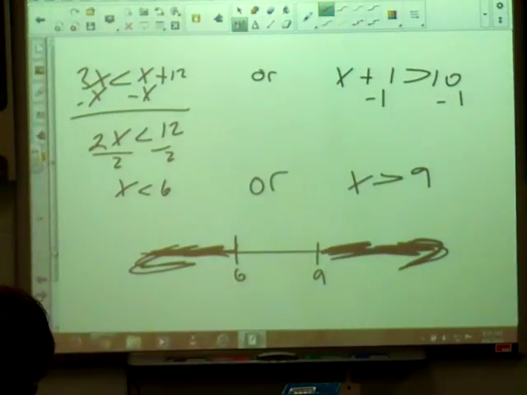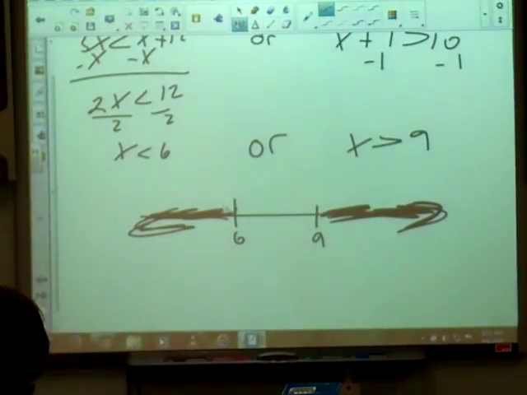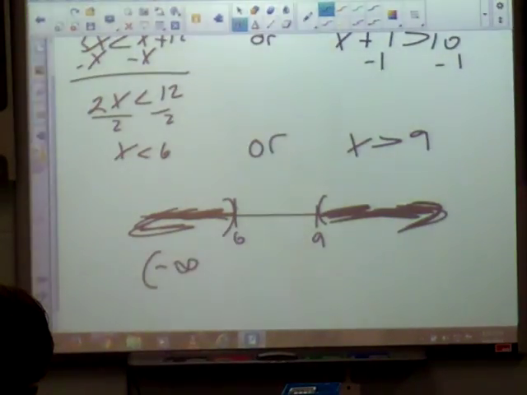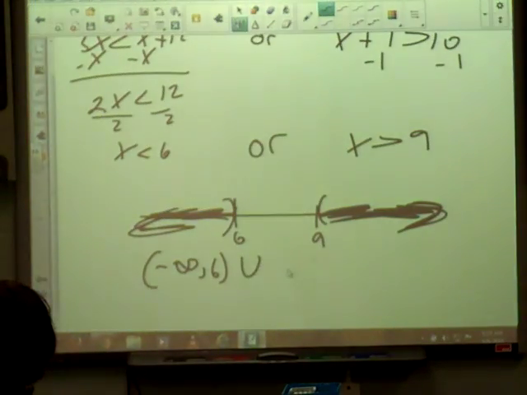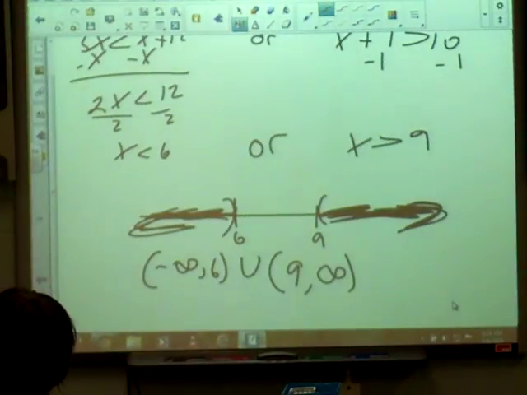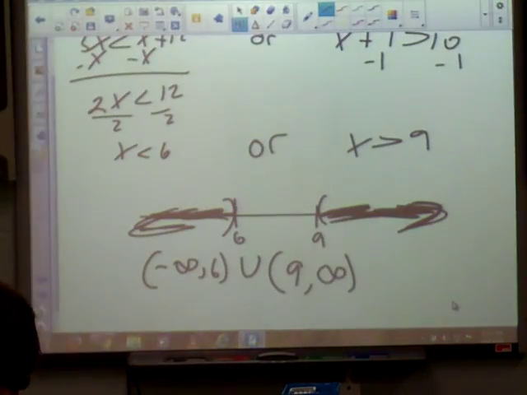What kind of marks go on my 6 and 9? Parentheses, good. Alright, Valentina's getting my interval notation. This piece goes from negative infinity to 6, union with this piece, which goes from 9 to infinity. That'd be it. And they have to be in that order. I think it just wouldn't make sense if they weren't, because you're reading it like you would read the number line.